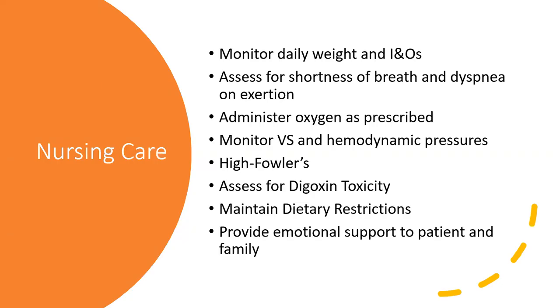So with our nursing care, because we learned all the meds, now it's on to our nursing care. You want to monitor daily weights, intake and output, assess for shortness of breath and dyspnea on exertion. So dyspnea on exertion, like I said, when we're assessing for that, we're looking for the patient's description of that. So that's like, I'm finding it difficult to walk upstairs, or it's hard for me to do daily activities. Administer oxygen as prescribed, monitor vital signs and hemodynamic pressures, high Fowler's if they need it, assess for digoxin toxicity, monitor dietary restrictions, and provide emotional support to both the patient and the family.